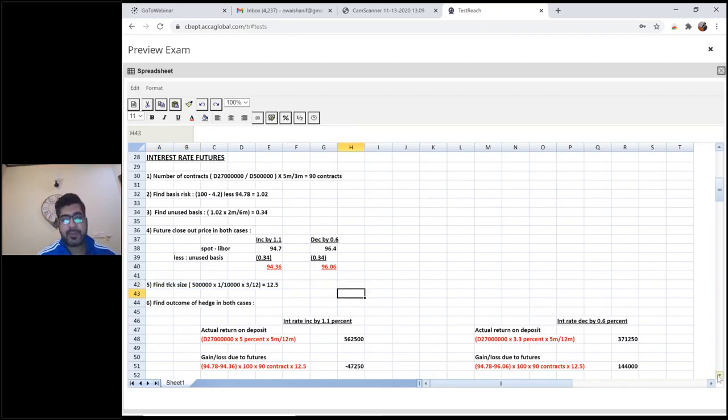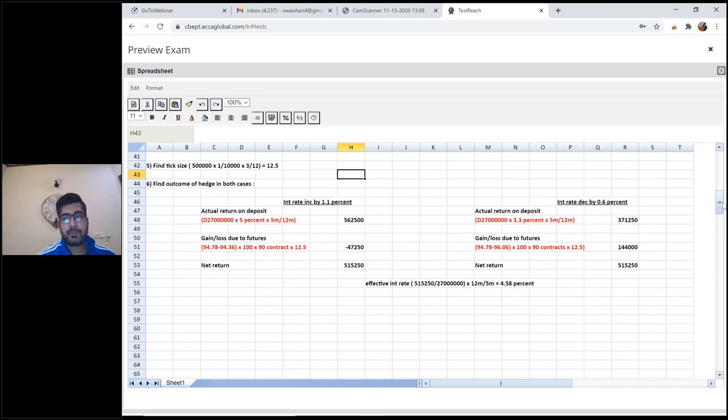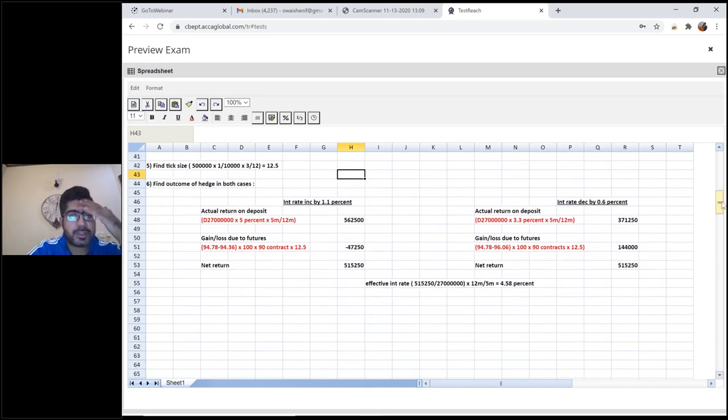Okay, outcome of hedge in both cases: increase by 1.1, decrease by 0.6. So it's the same format: actual return on deposit and gain or loss due to futures, then net return. Actual return on deposit is the 27 million dinars into the rate of interest. If it increased by 1.1, it became 5.3 less 30 basis points, 5% into time period over 12, 560 to 500. If decreased by 0.6, it becomes 3.6 less 0.3, 3.3% into 5 over 12. You got the return on deposit.